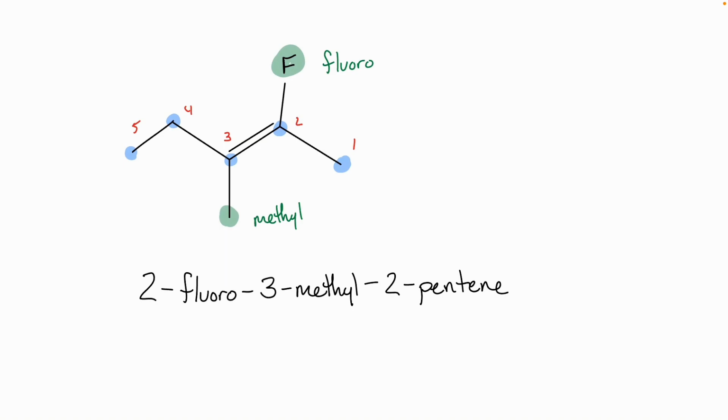All right, so I found my parent chain, those 5 carbons. I found my substituents, a methyl group and a fluoro group. I numbered my parent chain, prioritizing that double bond. When I constructed my name, I put fluoro before methyl. Why is that? Alphabetical, right? When we stick it all together, we have to put it in alphabetical order. So 2-fluoro-3-methyl-2-pentene.